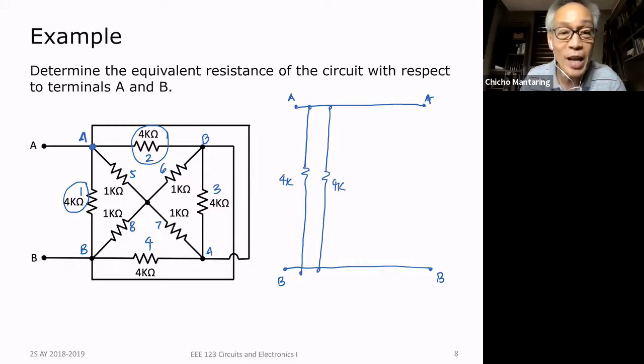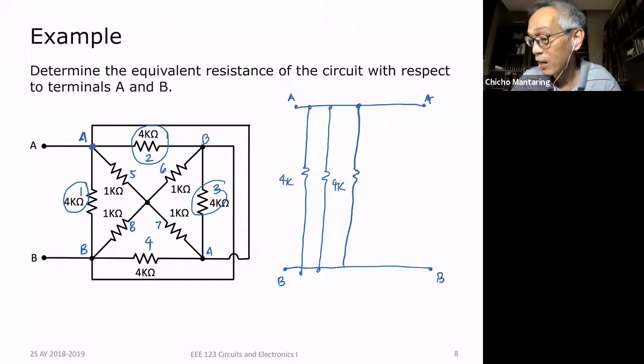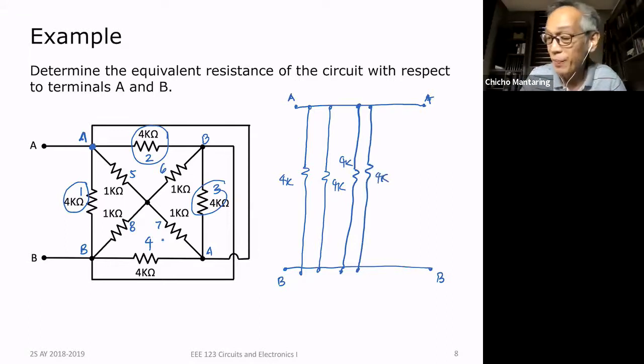Is 3 between A and B? Yes, it is also. Ito rin. It's between A and B. So I have another 4K. Finally, is 4 between A and B? Yes, still another 4K. So notice 1, 2, 3, and 4 are all in parallel. They are all in parallel.